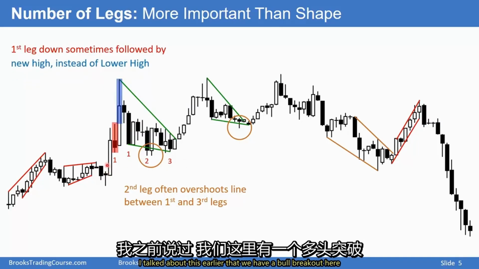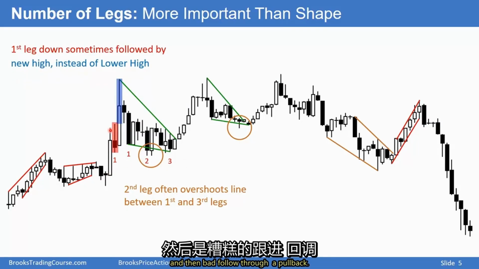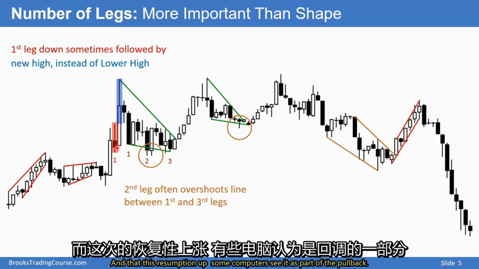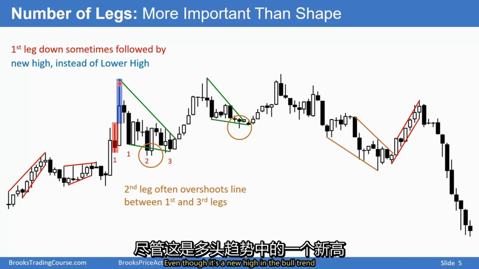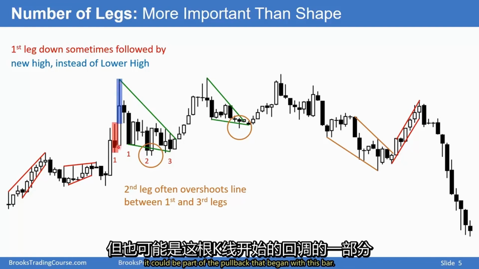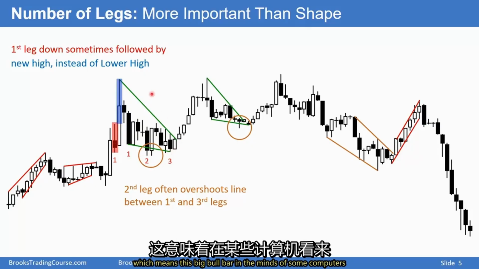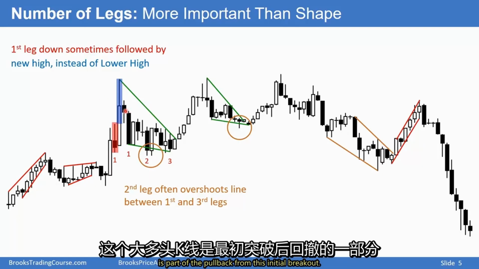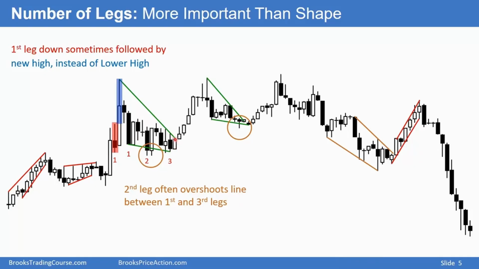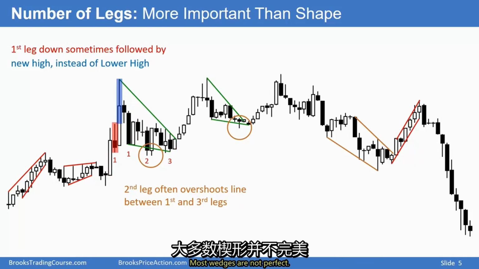I talked about this earlier, that we have a bull breakout here and then bad follow through, a pullback. And that this resumption up, some computers see it as part of the pullback. Even though it's a new high in the bull trend, it could be part of the pullback that began with this bar. Some computers see this whole thing as a triangle, which means this big bull bar, in the minds of some computers, is part of the pullback from this initial breakout.